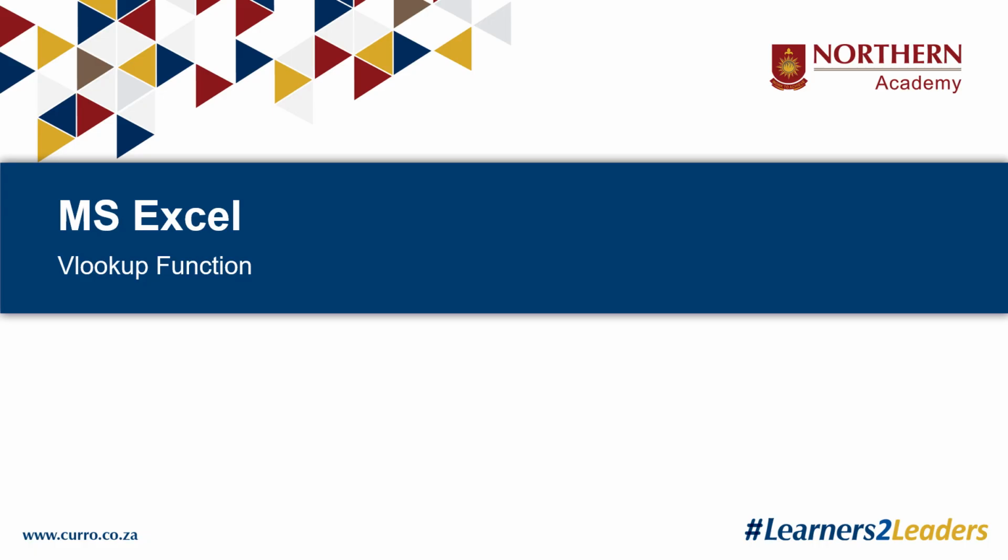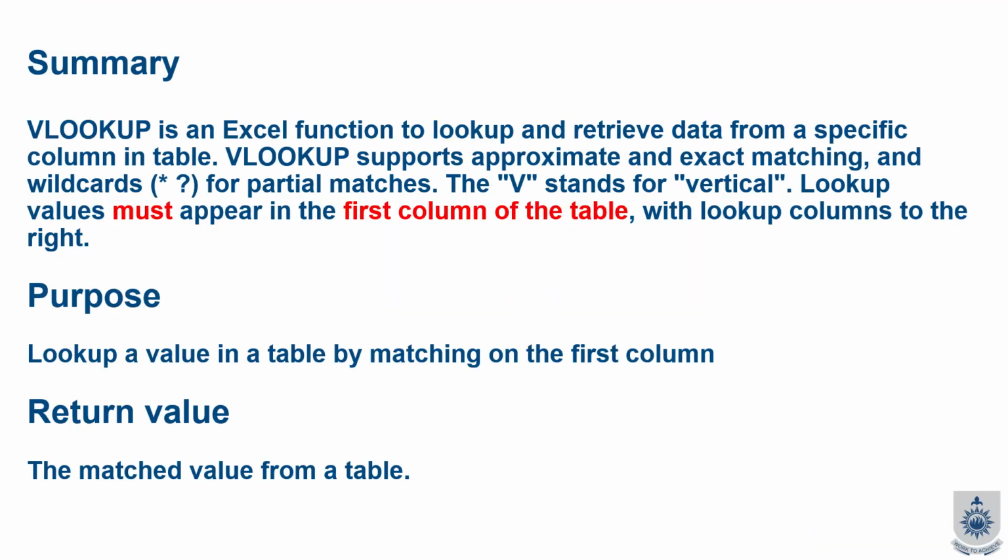Microsoft Excel Vlookup function. Vlookup is an Excel function to look up and retrieve data from a specific column in a table. Vlookup supports approximate and exact matching and wildcards, the asterisk or the question mark, for partial matches. The V stands for vertical. Lookup values must appear in the first column of the table with lookup columns to the right. The purpose is to look up a value in a table by matching on the first column, and it will return a match value from the table.